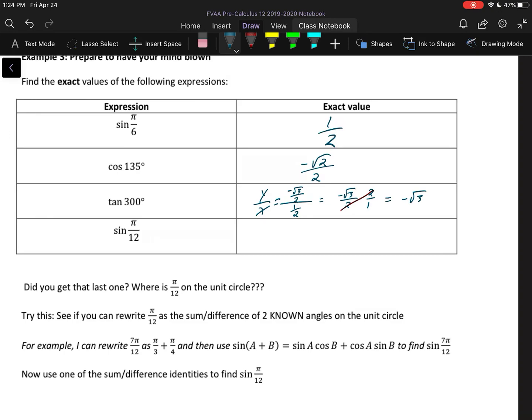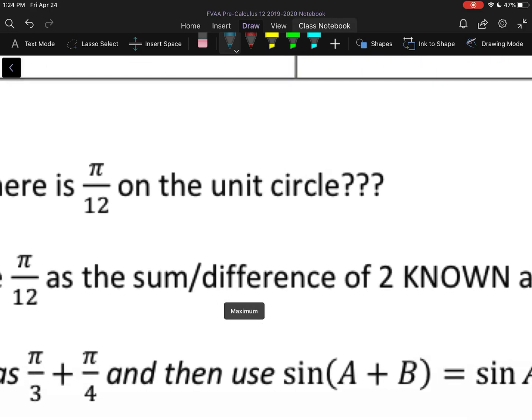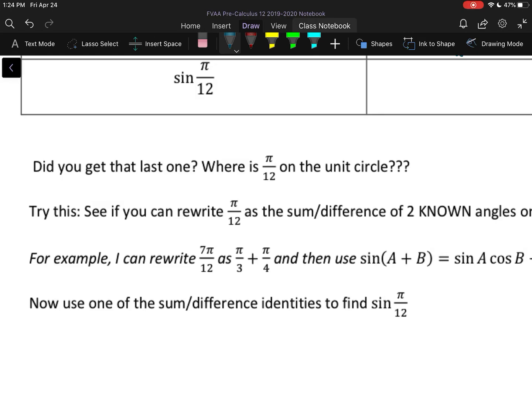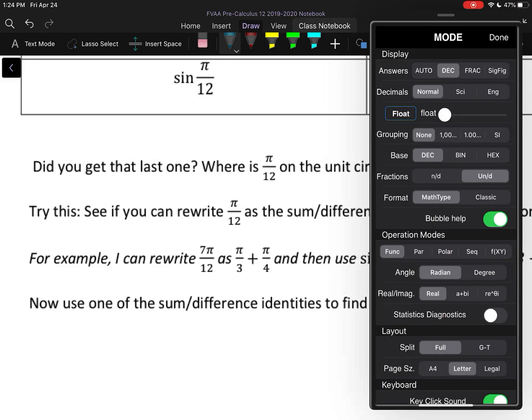And the last one, sine pi over 12. Is pi over 12 on the unit circle? No, it is not. However, we can use what we know about the unit circle to still solve for this in exact values. Because here, I can take my calculator with the best of them and just plug in numbers. This is my calculator in radians.